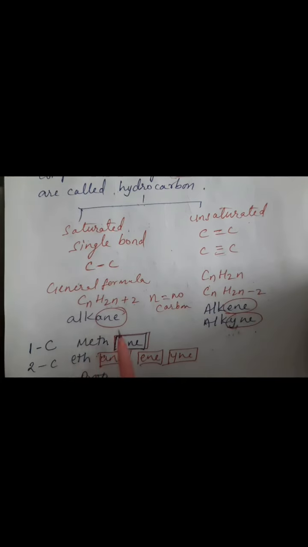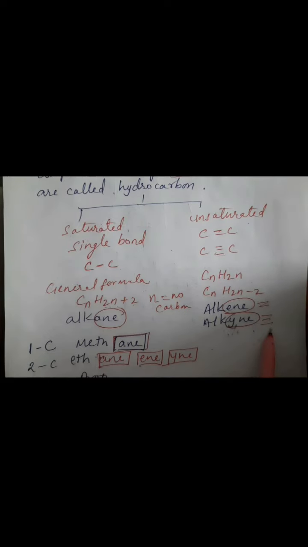Now coming to the general formula. For saturated hydrocarbon, the general formula is CnH2n+2, where n stands for the number of carbon. For alkene, it is CnH2n, and for alkyne, it is CnH2n-2. In alkane, "ane" is there, representing a single bond. For alkene, if "ene" is there, it represents a double bond. And if "yne" is there, alkyne, it represents a triple bond.